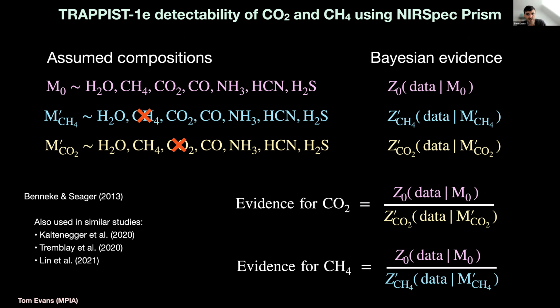I believe it was Benneke and Seager who first proposed this particular approach for interpreting exoplanet atmosphere data, and it's been used in various other studies recently, such as the ones listed here. And I think it's especially well suited to identifying biosignatures, where we want to unambiguously identify very specific gases and not get fooled by false positives.